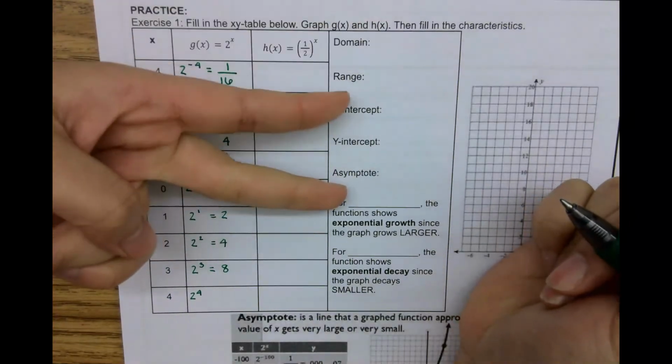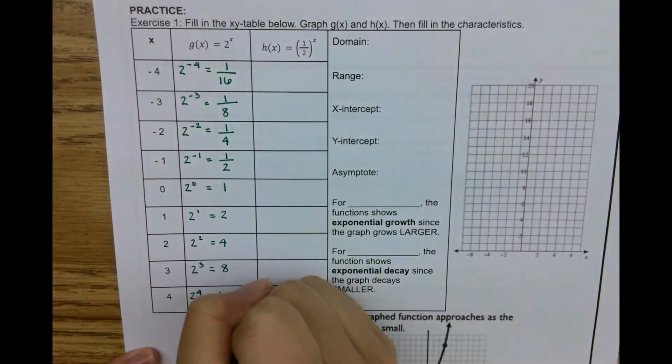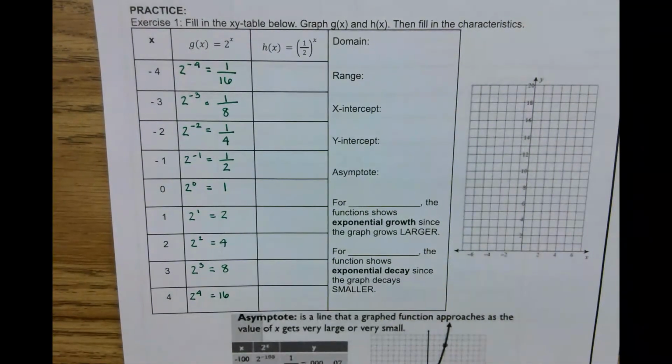2 times 2 is 4. Times 2 is 8. Times 2 is 16. So 2 to the fourth is 16. Okay. Now I'm going to graph these points.